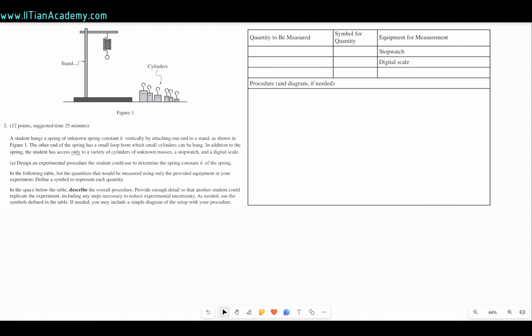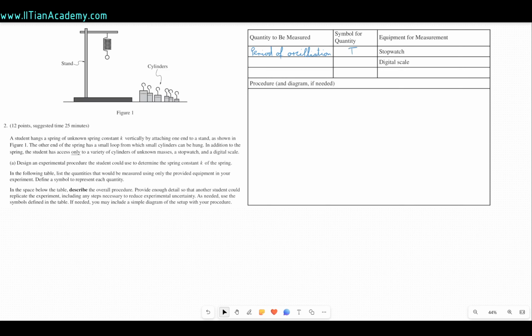So we need to fill out this table provided. Firstly, equipment for measurement, for the first line: stopwatch. Well, the quantity we're going to measure is simply going to be the period of oscillation. So this is going to be the time period. We can symbolize this with a capital T.